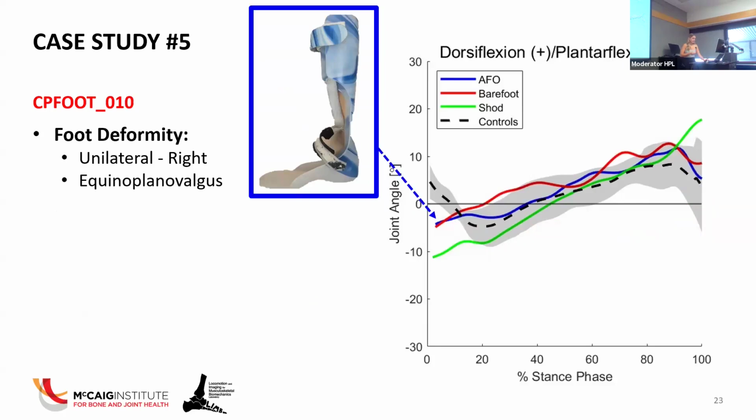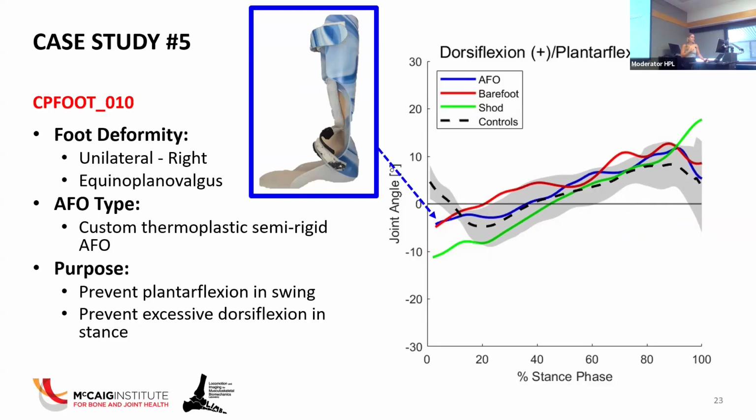And this is our last individual. They had the equinoplano valgus, which is a combination of both of those deformities. And what we're seeing here is they have a custom thermoplastic semi-rigid AFO. Its purpose primarily here was to prevent excessive dorsiflexion in stance phase.